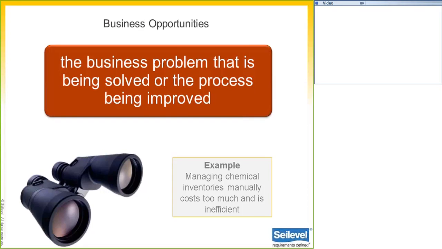To discover these, we would ask questions like, what's keeping the organization from reaching its goals, or what are the opportunities in the marketplace? That's going to help us uncover opportunities during elicitation sessions. So an example from our chemical tracking system, the business problem could be something like, well, managing chemical inventories manually costs too much and is inefficient. It's a very simple problem that leads us to a particular project.